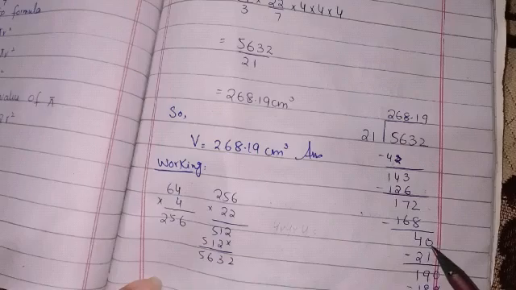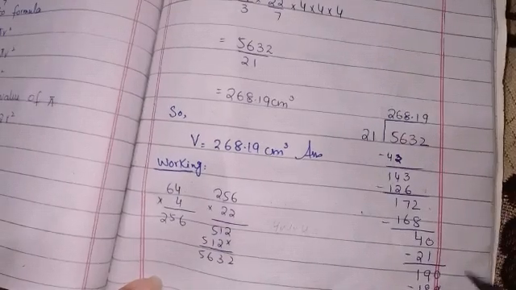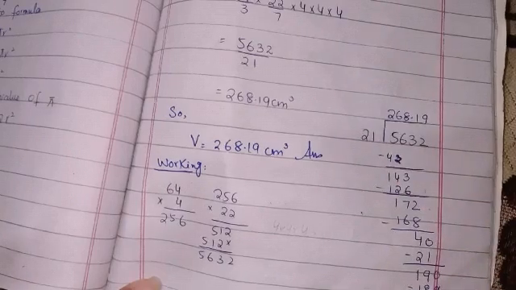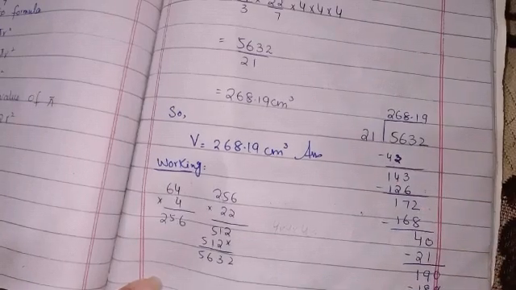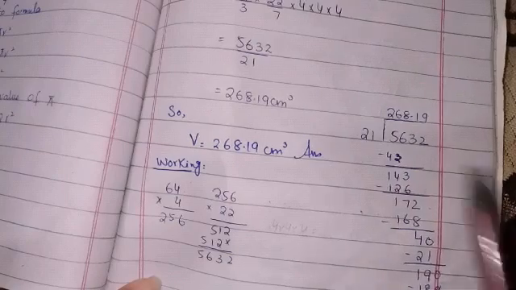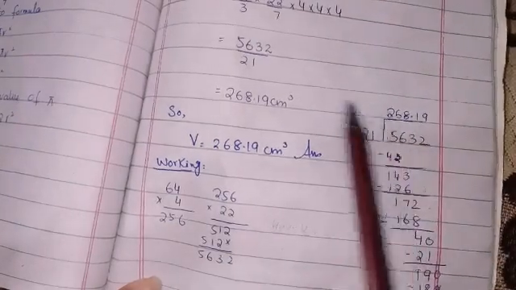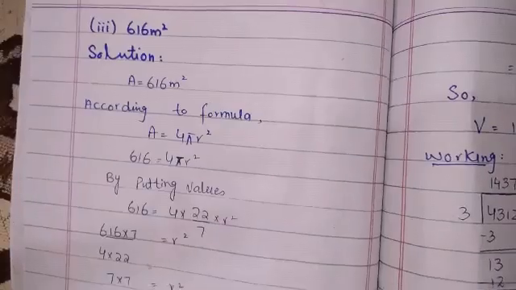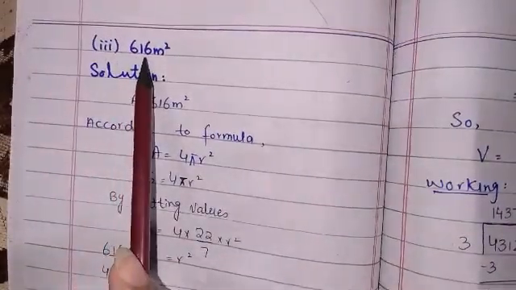21 1s are 21. After the subtraction, we got 19. We add 0 because of the decimal. Then 21 9s are 189, and when we subtract, we got 1. Students, as you can see that division process is not ending, so the quotient is our answer which is 268.19 centimeter cube. Now students, our third part is 616 meter square.